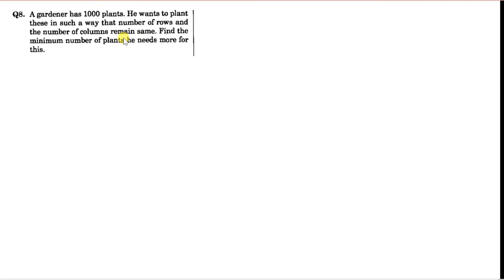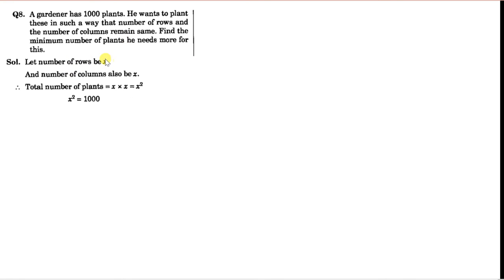Since the number of rows and number of columns remain the same, let us take the number of rows as x, then the number of columns will also be x. So the total number of plants will be x multiplied by x, that is x square. And we are given that x square is equal to 1000. So x will be equal to the square root of 1000. So we will find the square root of 1000. It is not a perfect square, but we will find the number which will be subtracted from it so that it becomes a perfect square number.